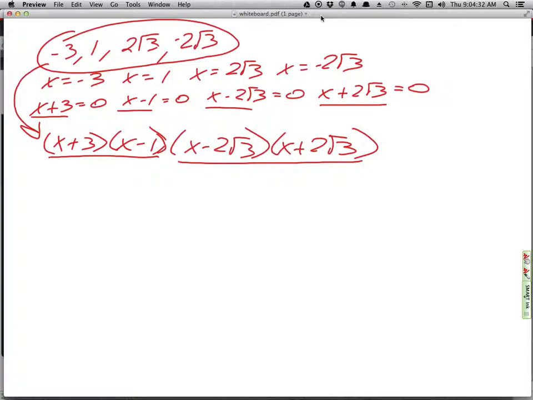Could you do the box? Box method. Foil? It's easier than foil? A lot easier. Well, tell me what it is then. So you make a box and you put x plus 3 on the top of it and x minus 1 on the side. Here, I'll just do it. Yeah, come up here and do it.